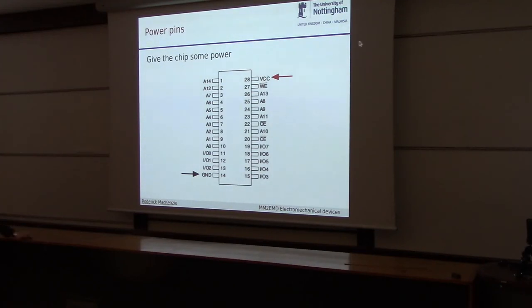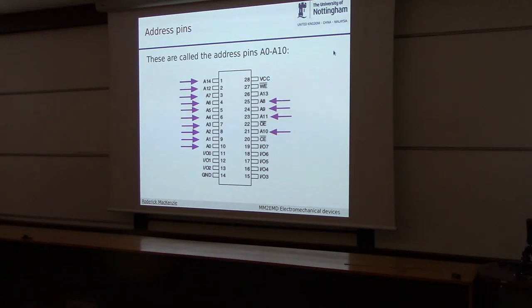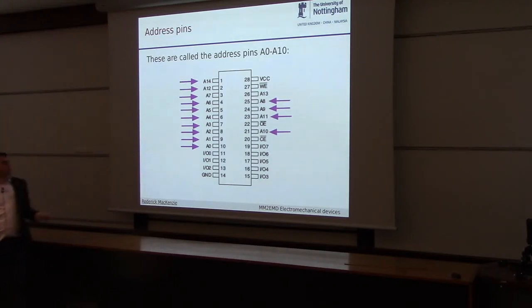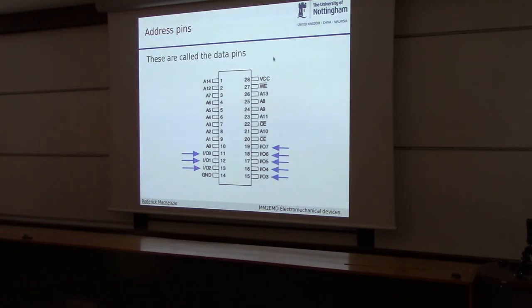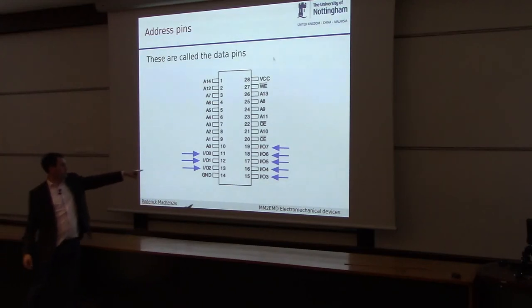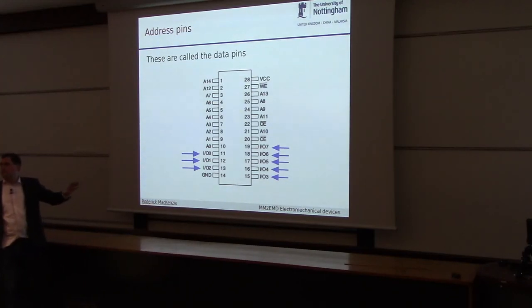They like that. Okay. Now then, these pins, you see it's got A0, A1, A2, 3, 4, 5, 6, 7, all the way up to 14. These are called the address pins. That's why they've got an A in front of them. These pins here, can you see it's got IO0, IO1, IO2, all the way up to IO7. These pins are called the data pins. That's how you get data in and out of your chip.